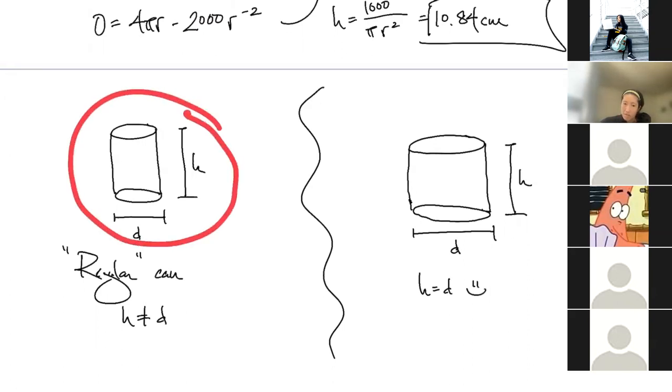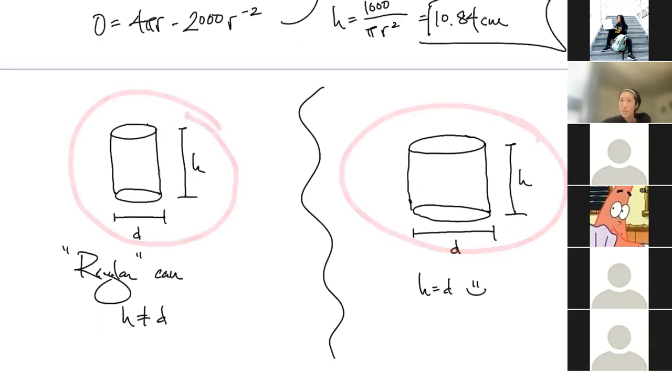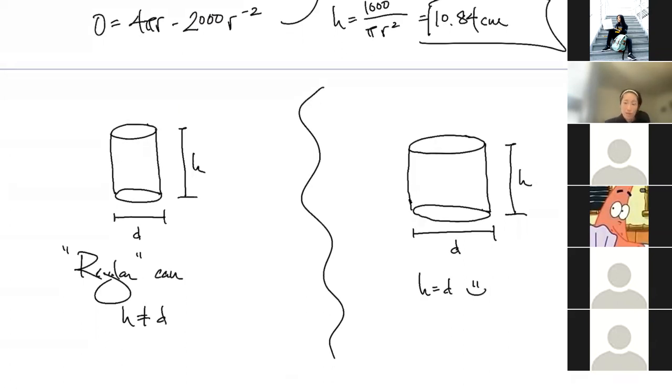This can and this can hold the same amount of beverage. They hold the same amount of beverage. Which one of them uses less material?